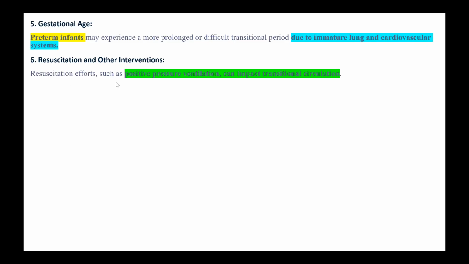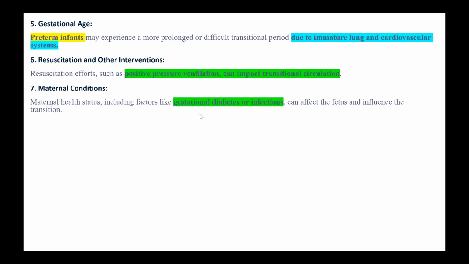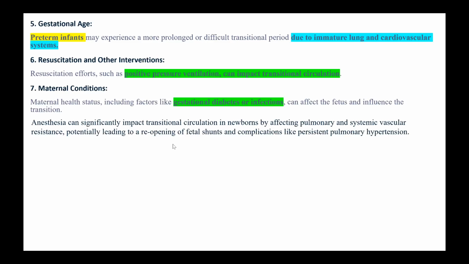And if you are doing some resuscitation efforts with positive pressure ventilation, that also can have an impact on the transition. And maternal conditions like gestational diabetes or any puerperal sepsis or infections in the mother can also affect it. With regard to anesthesia, it can significantly impact the transitional circulation by affecting pulmonary and systemic vascular resistance.